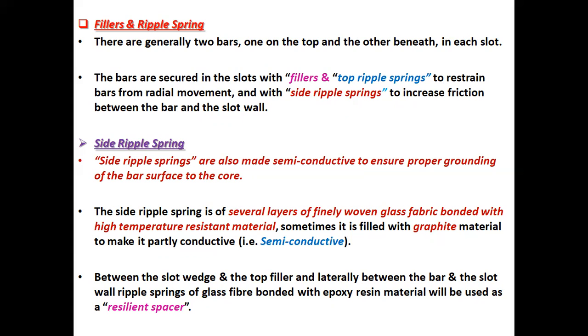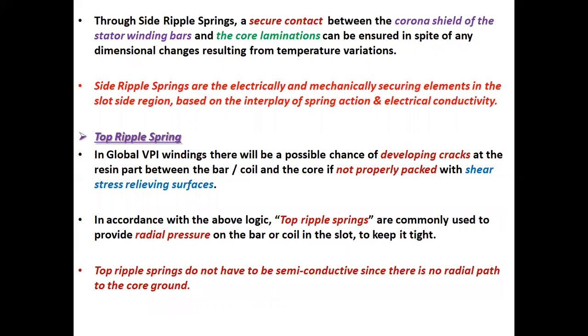Between the slot wedge and the top filler, and laterally between the bar and the slot wall, ripple springs of glass fiber bonded with epoxy resin material will be used as a resilient spacer. Through side ripple springs, a secure contact between the corona shield of the stator winding bars and the core laminations can be ensured in spite of any dimensional changes resulting from temperature variations.